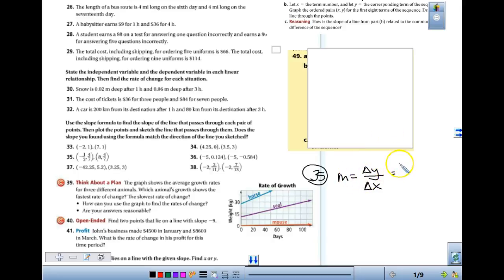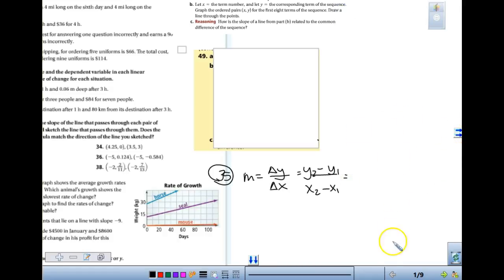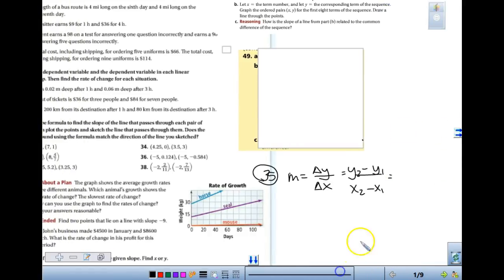Kylie, what do you have? 35. Our first y point, we want y sub 2. Okay, so I'm going to have y sub 2 minus y sub 1, right? Over x sub 2 minus x sub 1. Okay, and what did you use for your y sub 2? Y sub 2, I used 4 sevenths. 4 sevenths minus 4 sevenths.